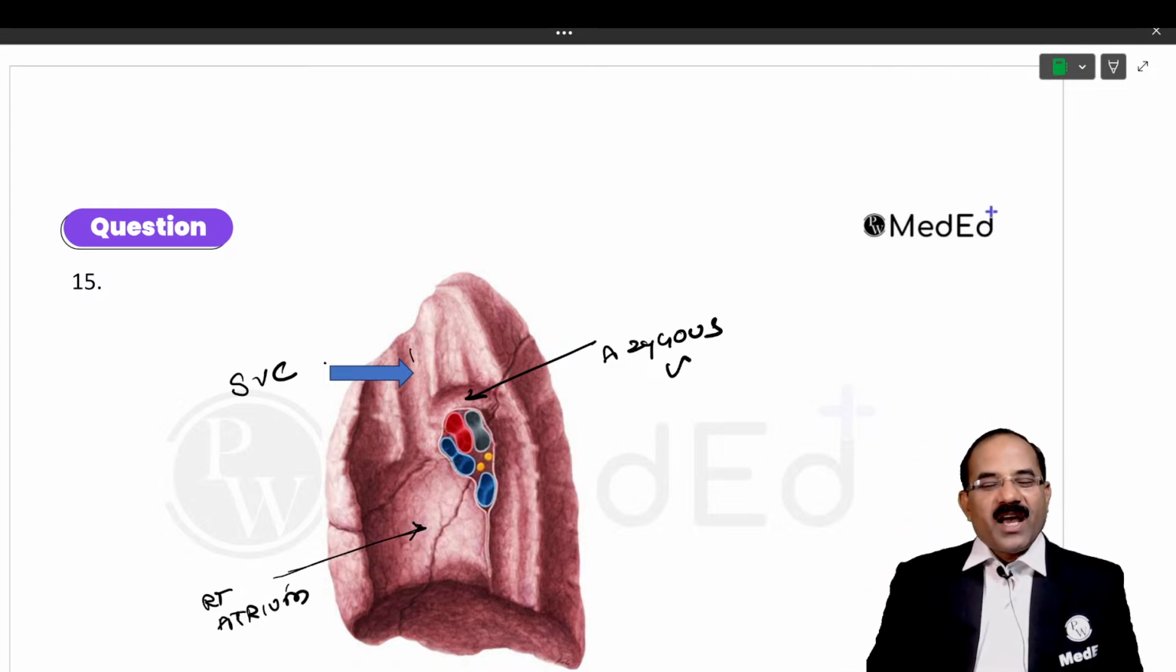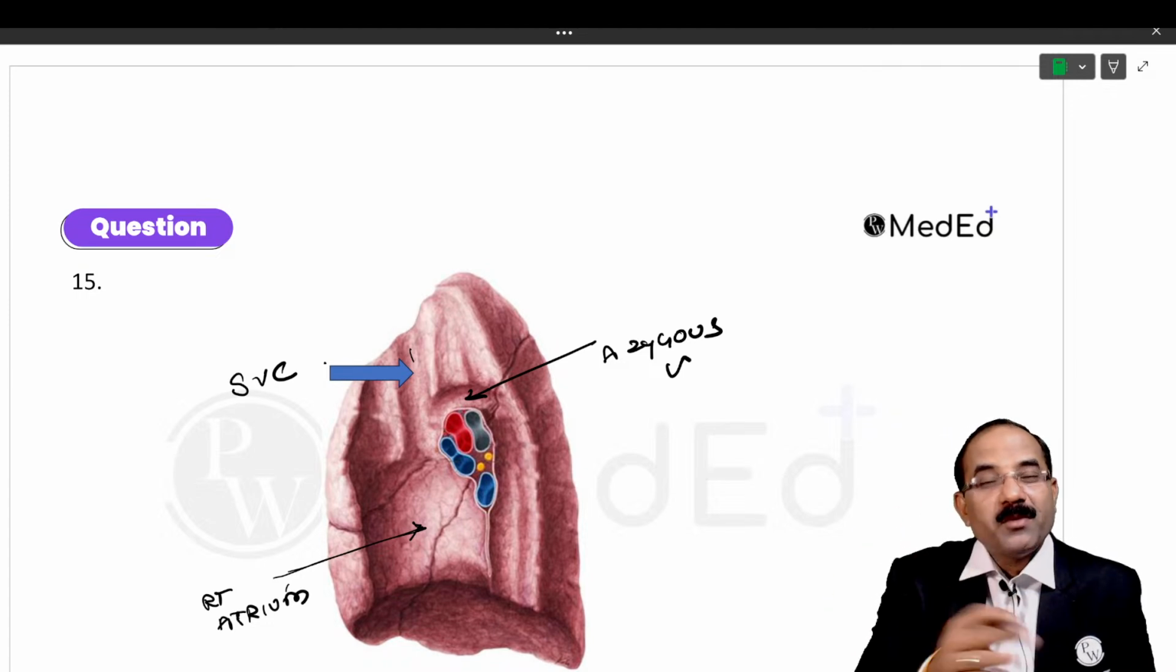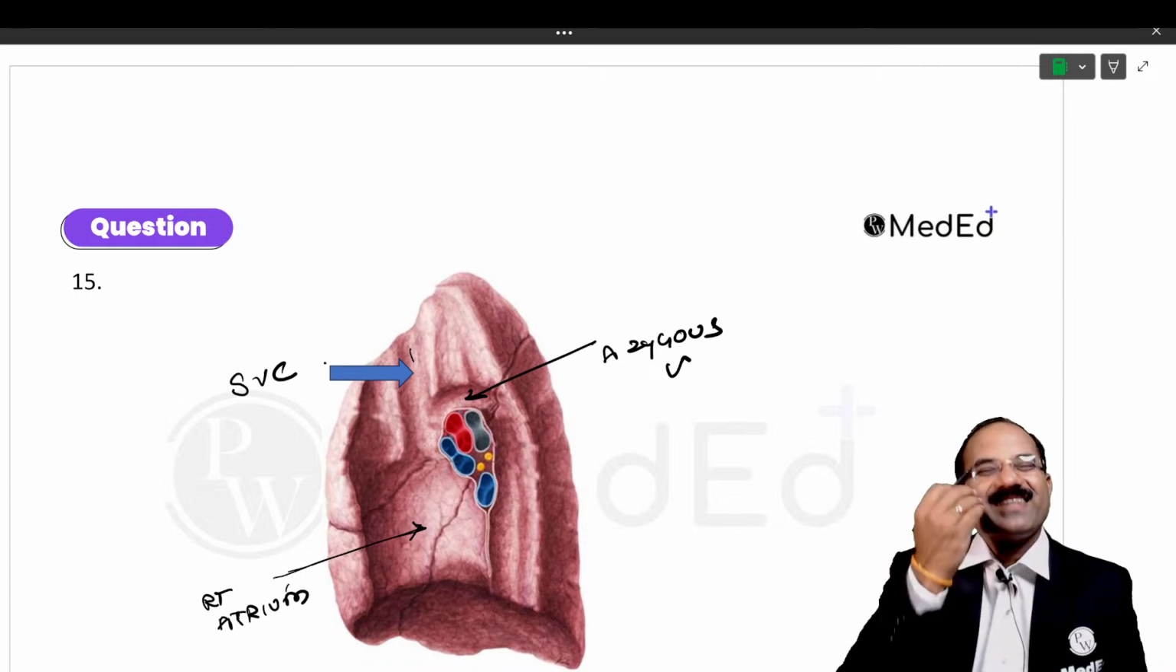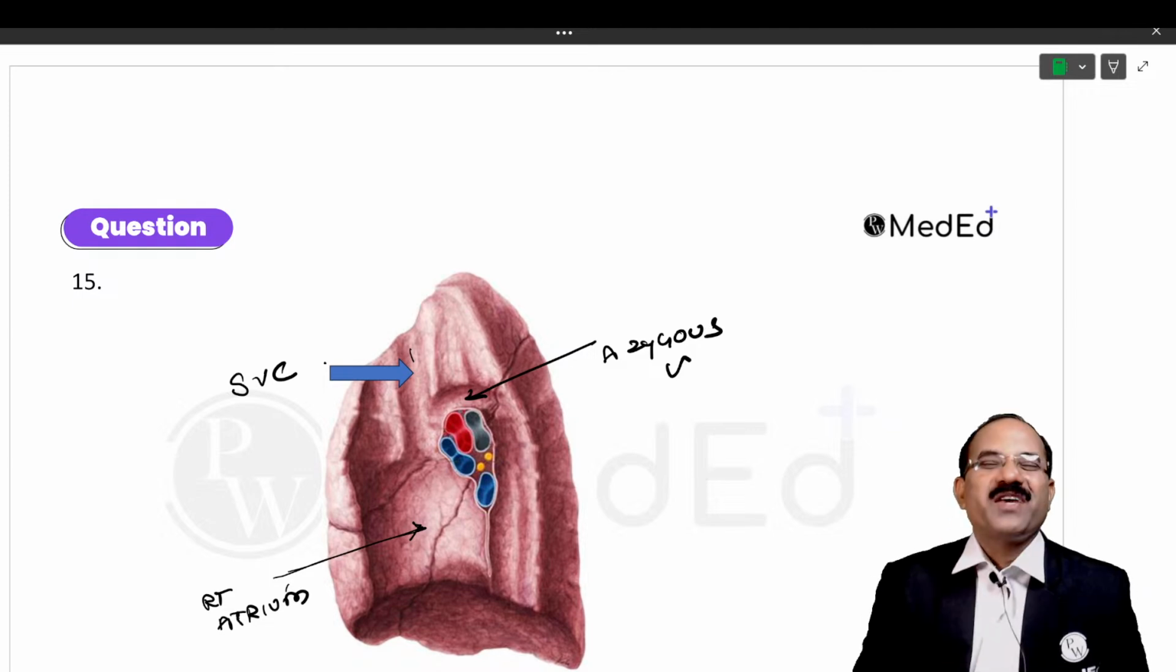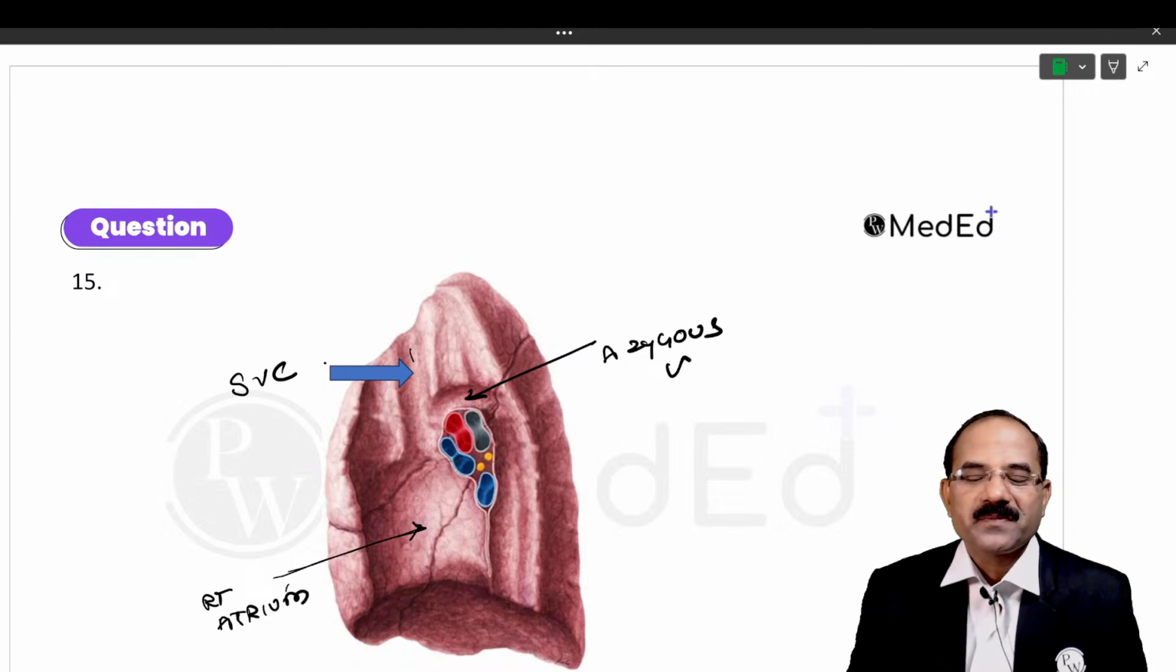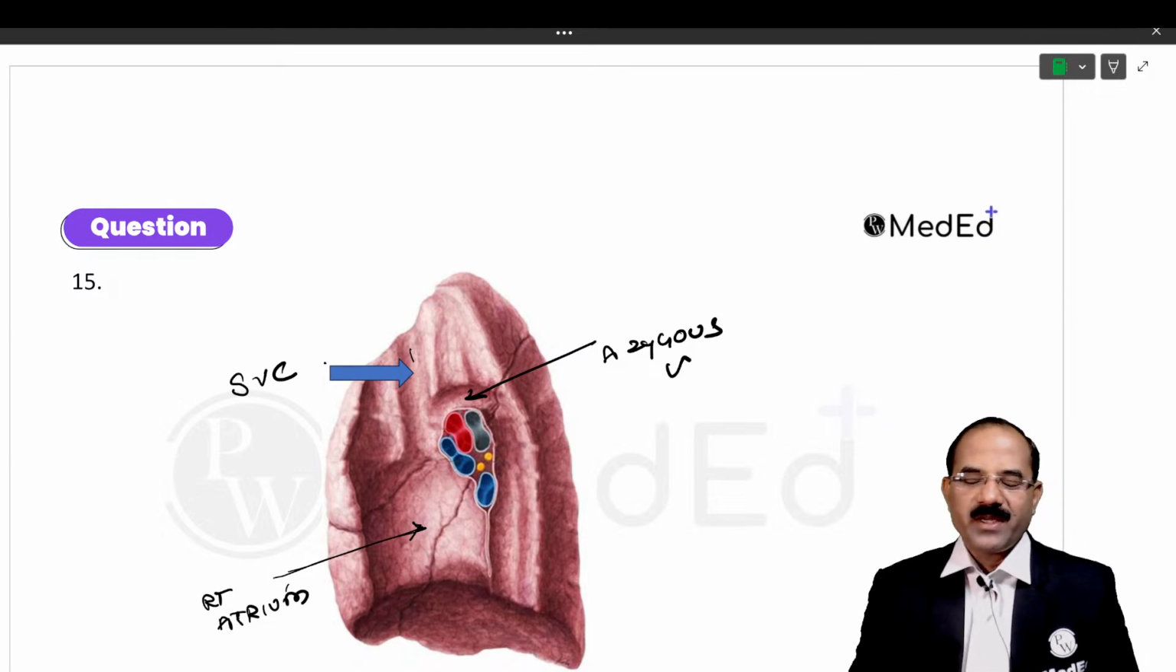SVC. And which is the structure which arches over the hilum of left lung? Yes, that's the arch of aorta. Yes, very good. That's the arch of aorta. Very good, very good.